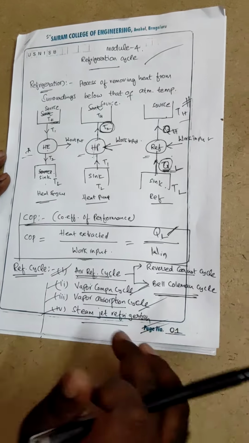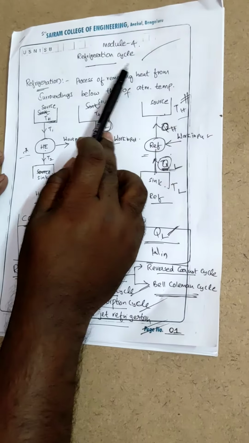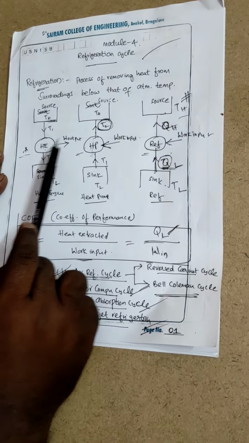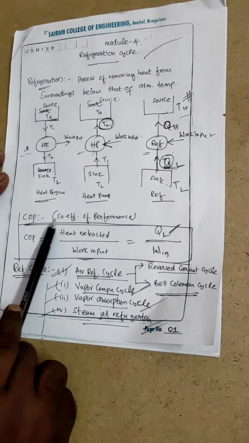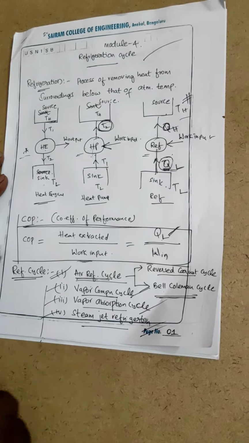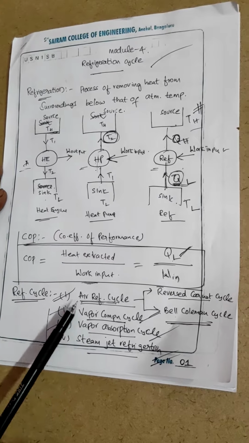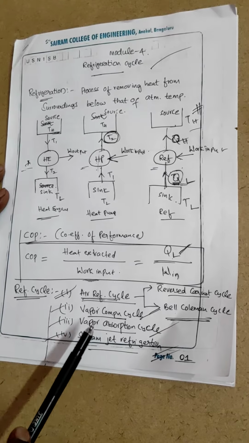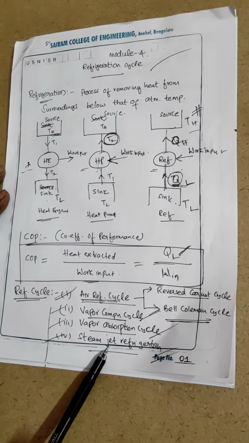Hi students, in my last video I started the refrigeration cycle, the definition of refrigeration, and the difference between heat engine, heat pump and refrigeration, and we have seen what a COP is, the formula for COP, and the classification of refrigeration cycles. There are four refrigeration cycles: air refrigeration, vapor compression, vapor absorption, and steam jet refrigeration.